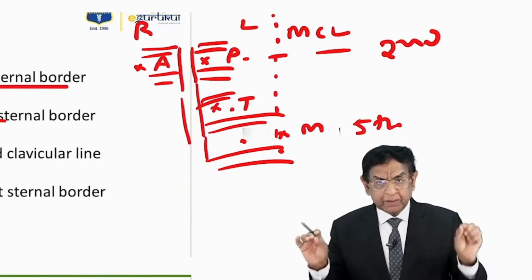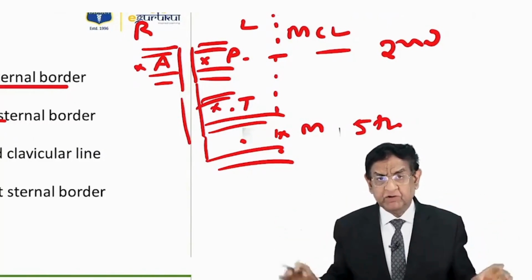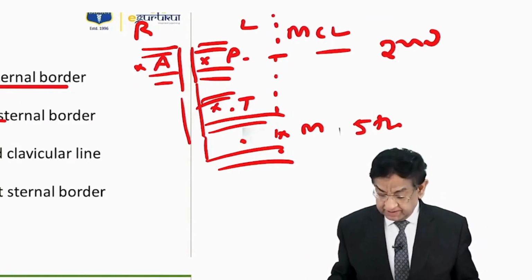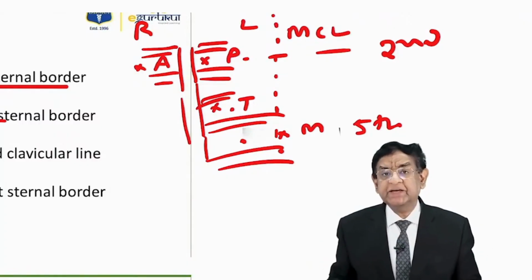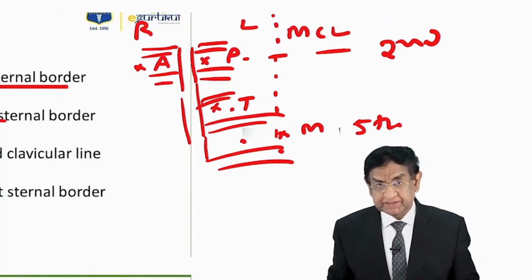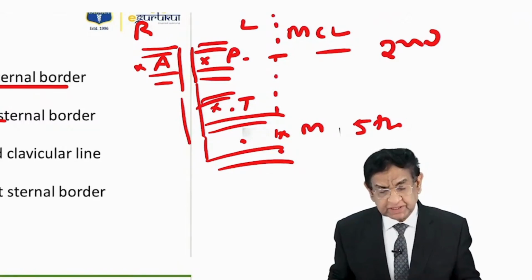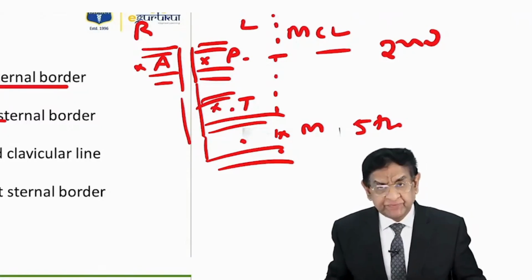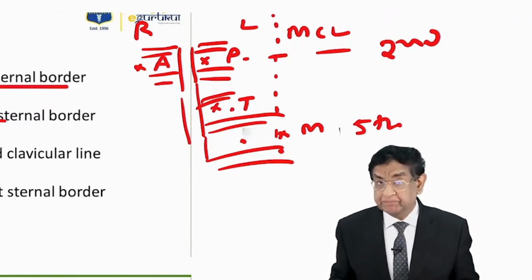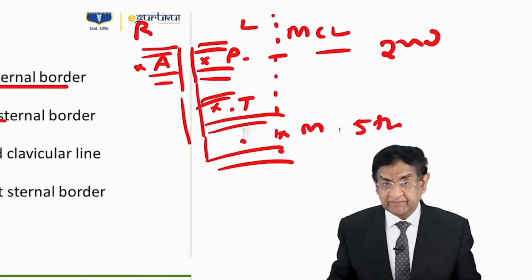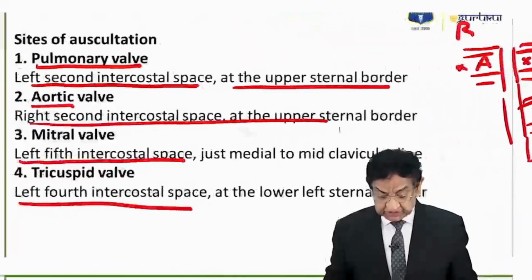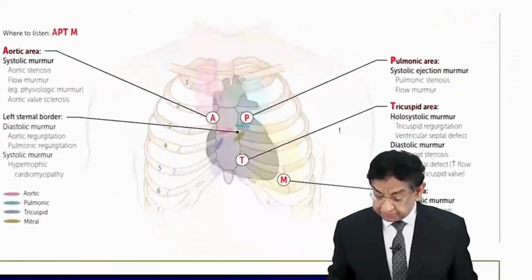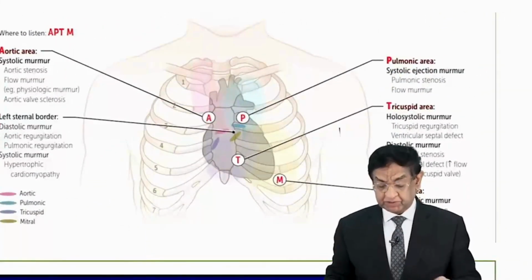So, a quick recap. Aortic and pulmonary are in the second intercostal space, just right and left to the sternum. Tricuspid is in the fourth intercostal space, just adjacent to the sternum, on the left side. But mitral valve is in the fifth intercostal space, at the mid-clavicular line. With this very essential information, now let me show you the actual picture also.